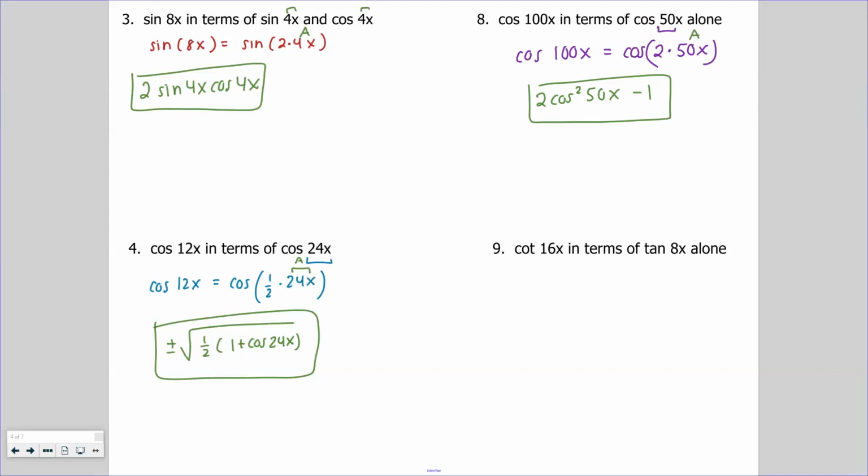So there's two things we have to change here. We actually have to change cotangent into tangent, and then we also have to change the angle from 16x into 8x. So there's two things we have to do here instead of one like the other problems that we've worked through. All right, so first thing I'm going to do is work on that cotangent. I know that the cotangent of 16x is the same thing as saying 1 over the tangent of 16x.